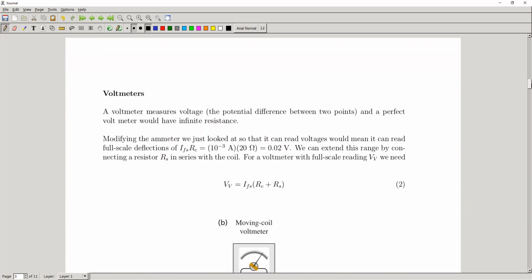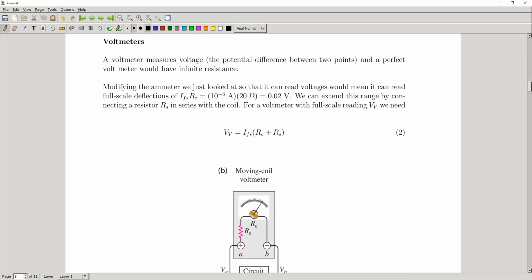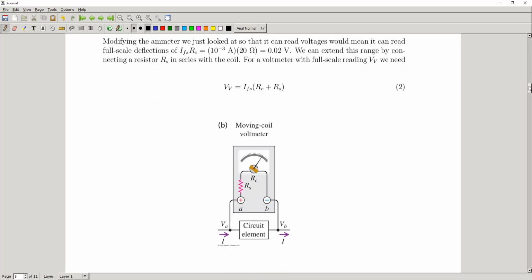I'm going to move on here to voltmeters. A voltmeter measures the voltage, or the potential difference, between 2 points. A perfect voltmeter would have infinite resistance, right? So if we had a perfect voltmeter, we wouldn't be drawing any current across it. We would just be detecting the potential difference between the two ends that we connect to our circuit.